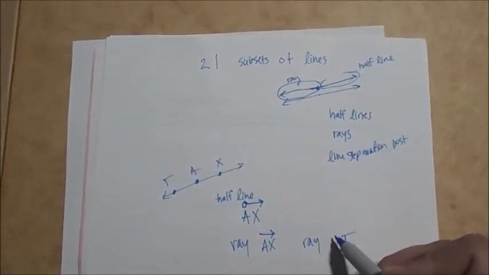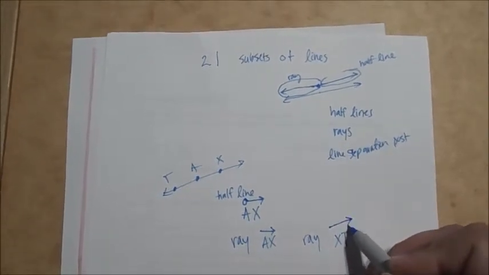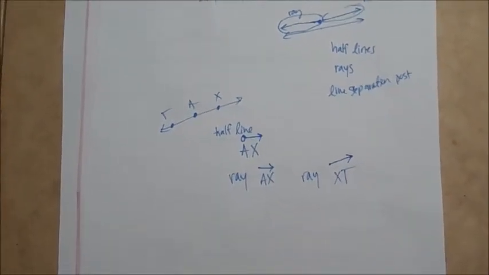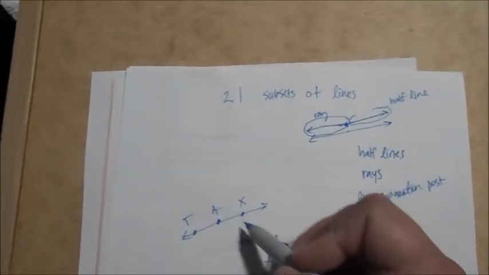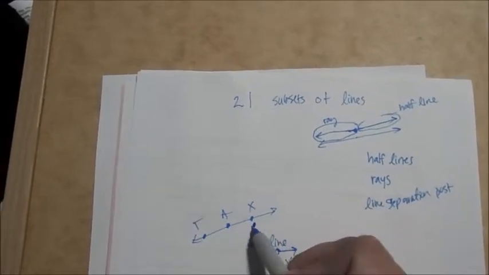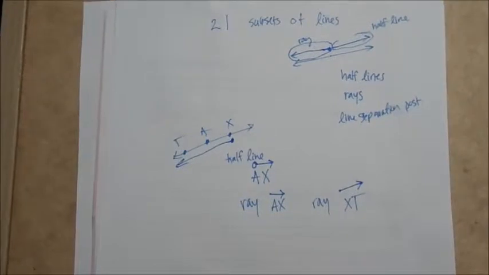XT. So I am including the X so I don't leave an open hole, and I go in the direction of T. So if I want ray XT, what you want to know is that I would come over here. You should be picturing this point and all these points going that way. That is ray XT.